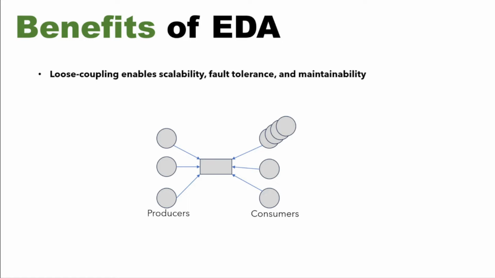Another very important benefit of event-driven architecture and the loose coupling of the components is fault tolerance. Because producers don't know about consumers who consume their events, and consumers don't know about the producers, they only know about the events, then if one component, for example, on the consumer side fails, then all of the other components of the system keep working as usual. Producers will keep producing events, and other consumers will keep consuming events.